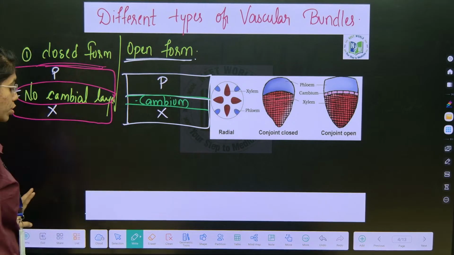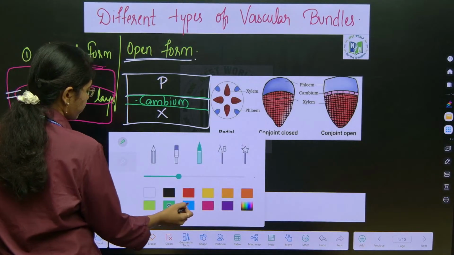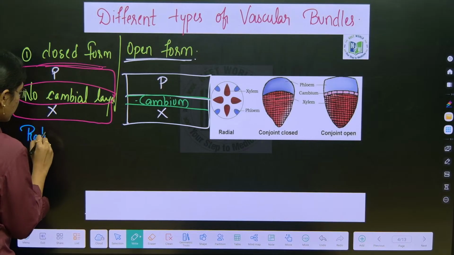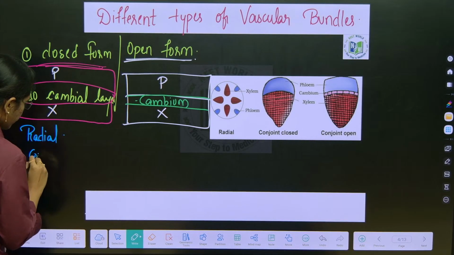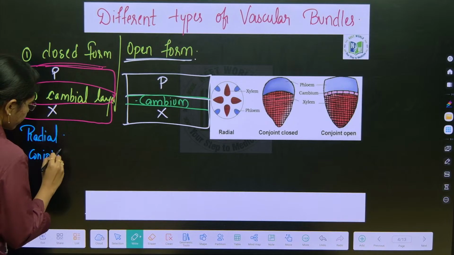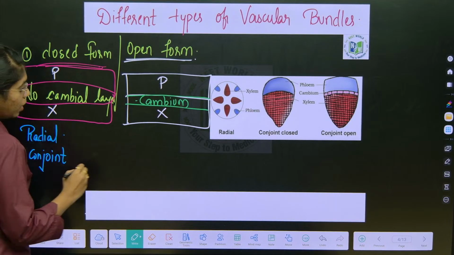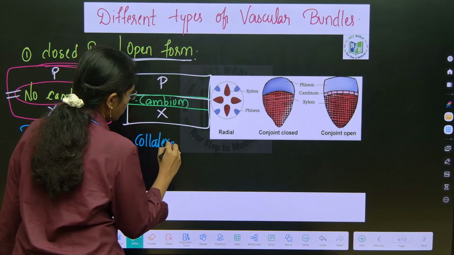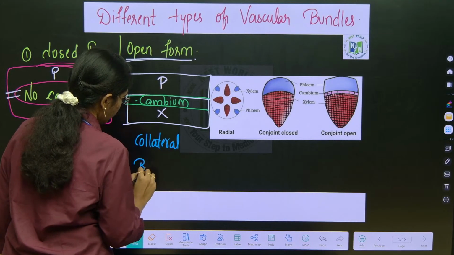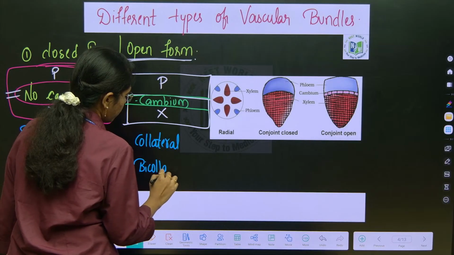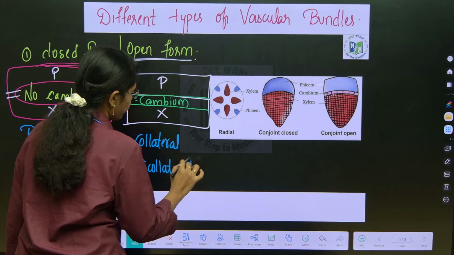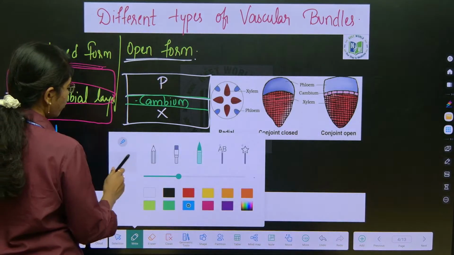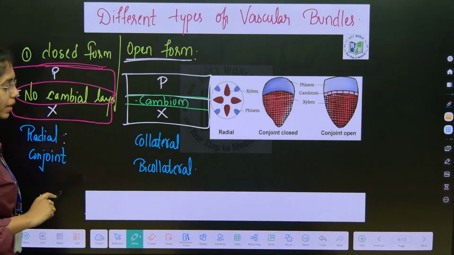Which includes radial, conjoint, collateral, bicollateral. Okay, these are different types of vascular bundle arrangements. So, here first is radial type of vascular bundle arrangement.